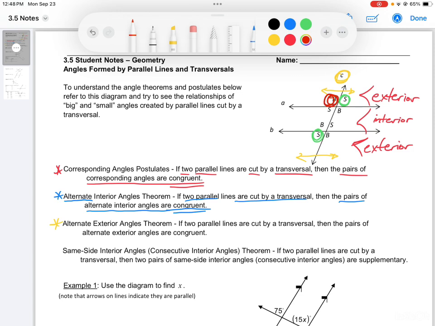And you've got B out here, exterior, alternating with that B down there. Those are equal to each other. They're congruent with one another.